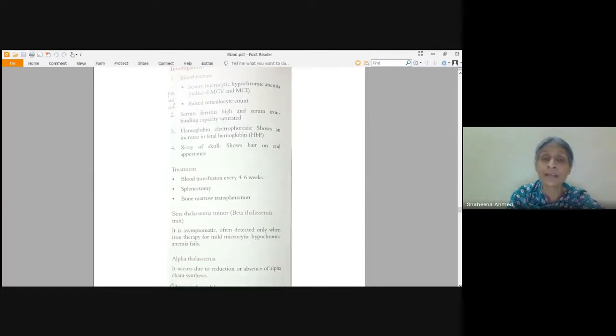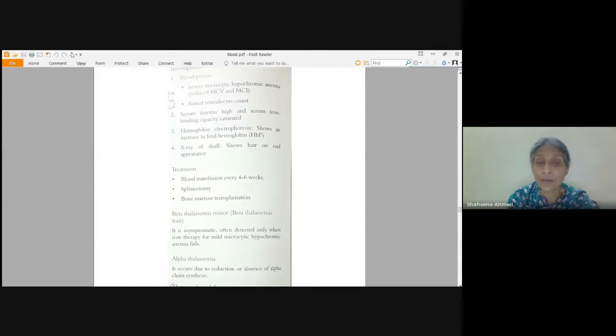Now, if you investigate this child, you will find severe microcytic hypochromic anemia. You will find a raised reticulocyte count. Your serum ferritin levels will be high. Your serum iron binding capacity will be totally saturated. On hemoglobin electrophoresis, you will find an increased percentage of fetal hemoglobin. Normally, it should not be more than 1% or at the most 2%. But in this case, this percentage becomes pretty high.